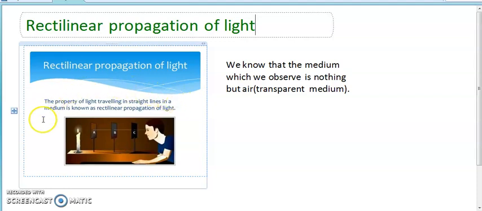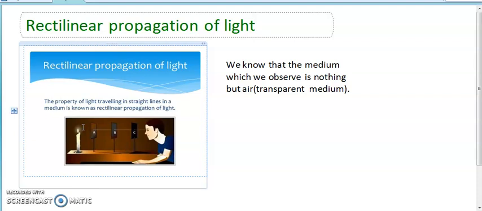Okay, see, the property of light that it travels in a straight line in a medium is known as rectilinear propagation of light. See here in this picture, are you observing a candle? And a person is observing this candle light from the other end of the table through these screens. So how is he observing? Because of the hole through the screen, he is able to observe the other end of the candle.